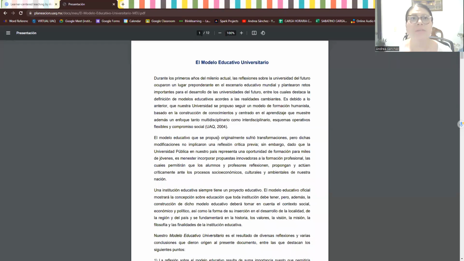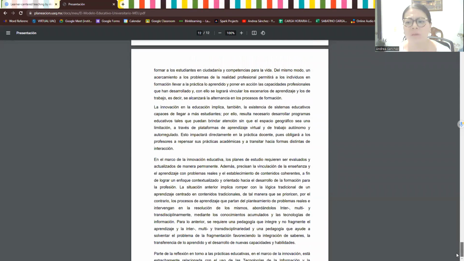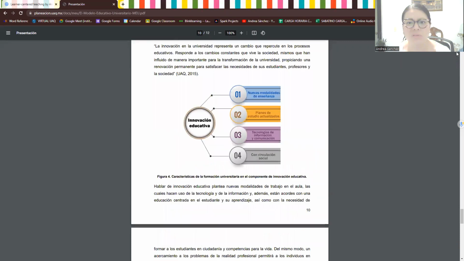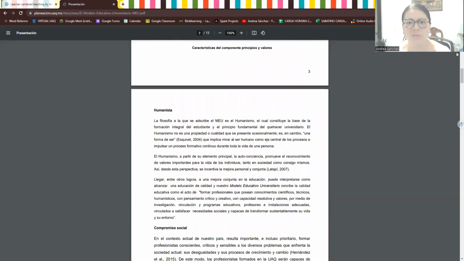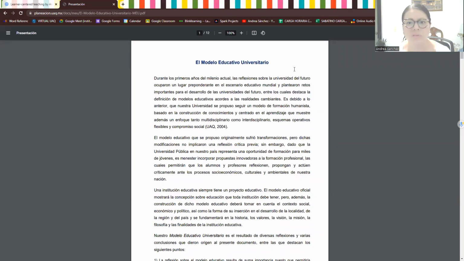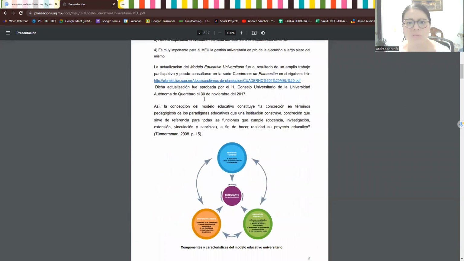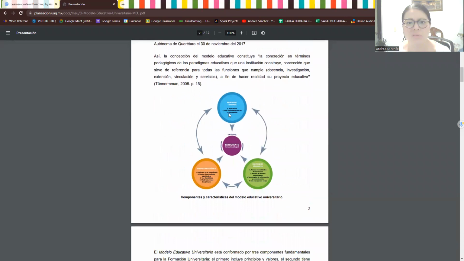Modelo Educativo Universitario basically is the educational proposal that was published around 2018, I think, 2017. And this is the small version of the whole document. But basically what they are saying is that we teach, at least in WAC, with this educational model.